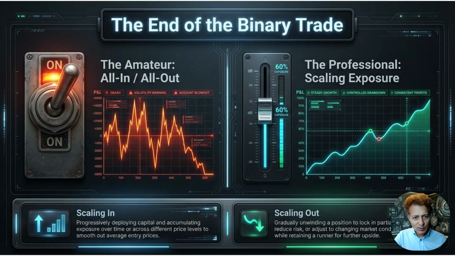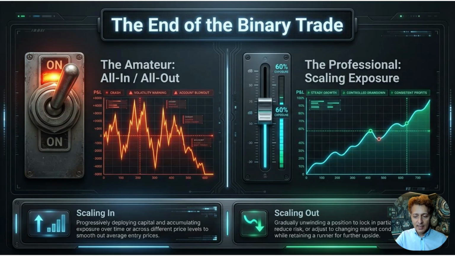So the idea is to not look at trading like it's a binary thing. It's not all in, all out, which is a classical amateur approach to trading. It's more about scaling exposure, which is much more of a professional approach. Scaling means progressively deploying capital and accumulating exposure over time or across different price levels to smooth out average entry prices. So we are entering little by little.